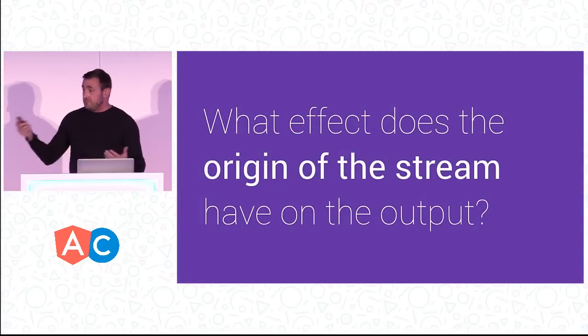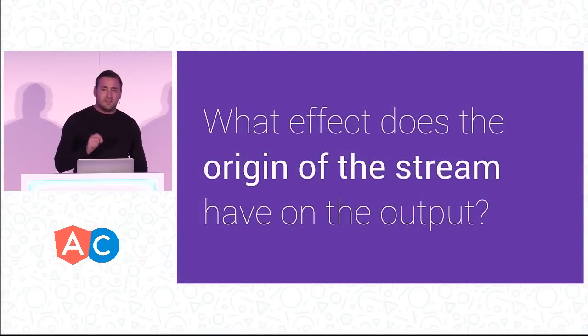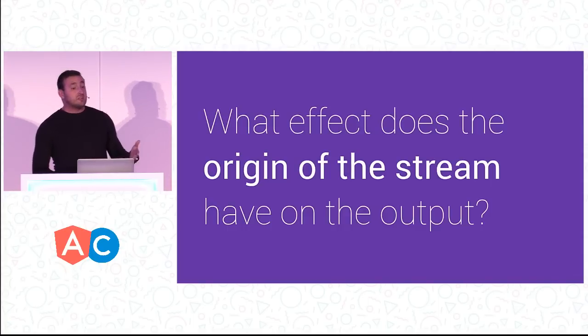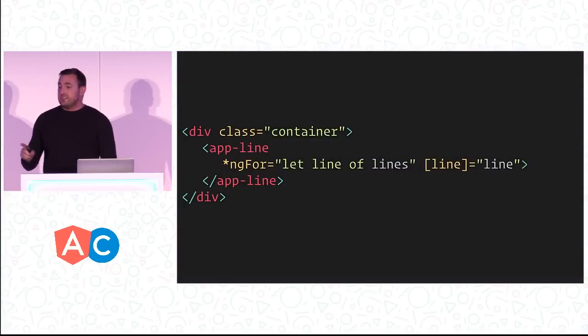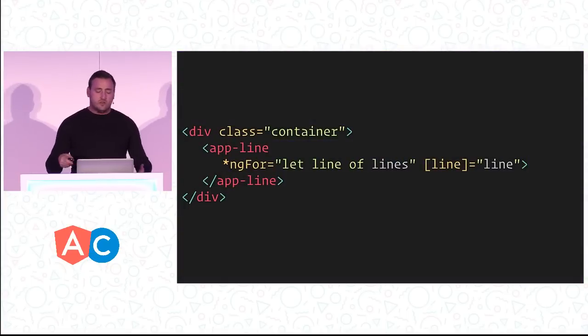So we've been using operators to transform our stream, but I would like us to think about what effect the actual origin of the stream has on the output. So I'm going to show you an example, and we're going to change one thing. I'll show you the first iteration, and then we'll move on to the second.